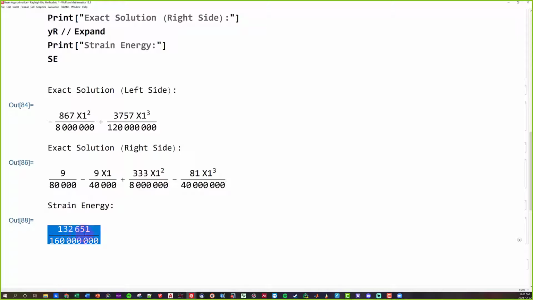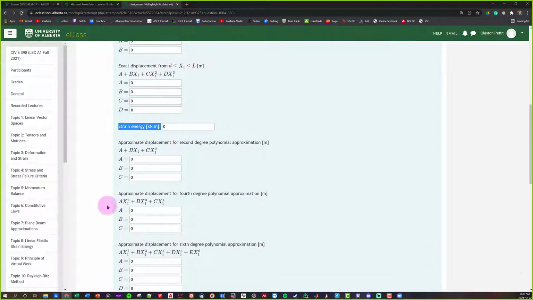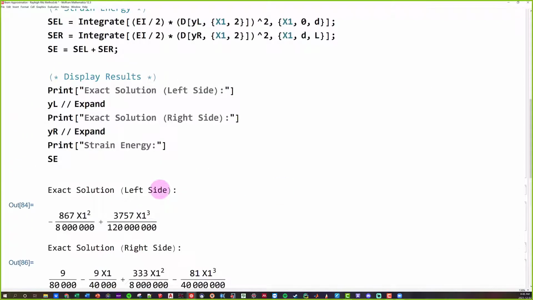We have 132,651. Let's see if we got it right. I did what you all did and just put in a bunch of zeros. And if we look, it's very tiny on the screen, but we have 132,651. So we're good to go. So we have our strain energy.